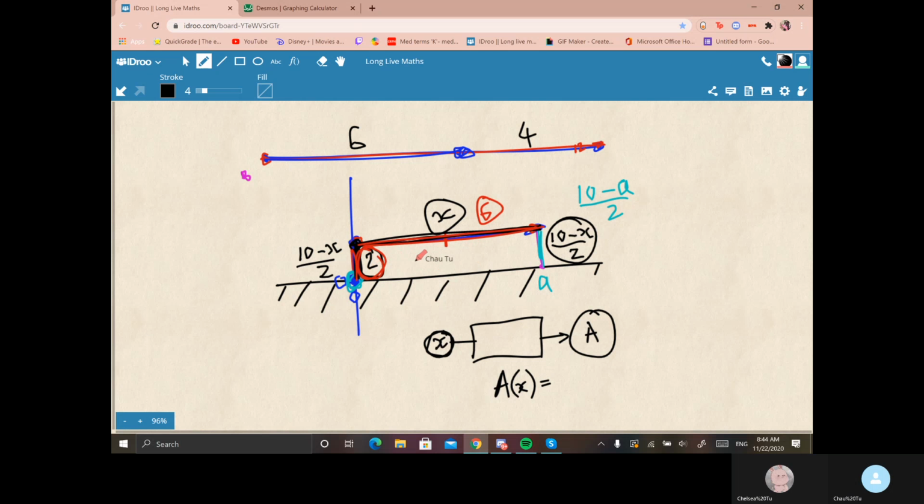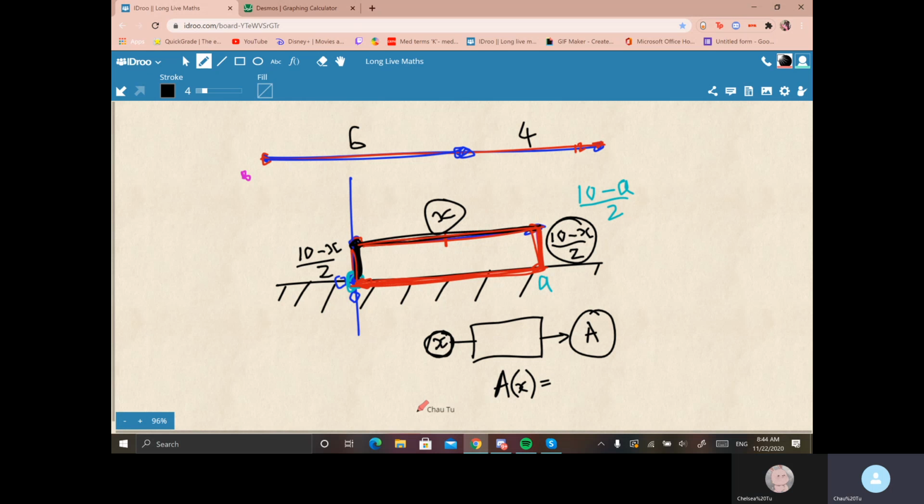How do I make the formula? Well, okay, what's this length here, Chelsea? X. Okay, what's the height? 10 minus x over 2. So if you want an area, just get the base times the height.